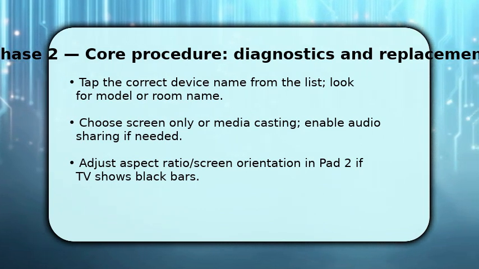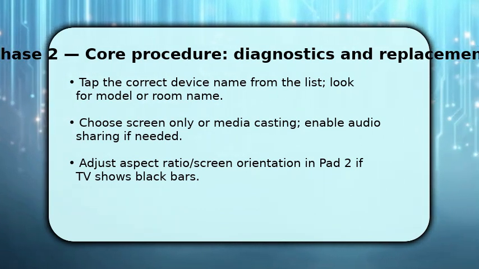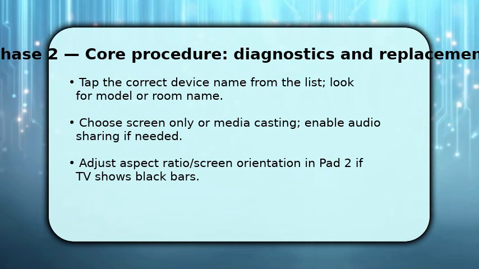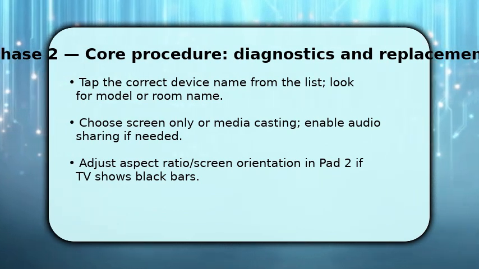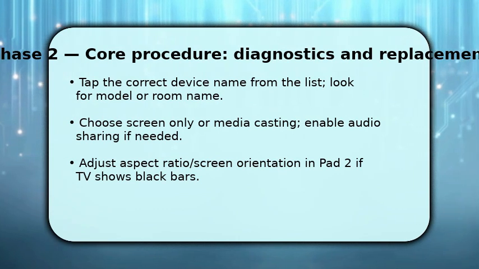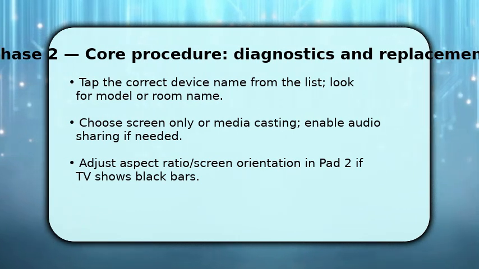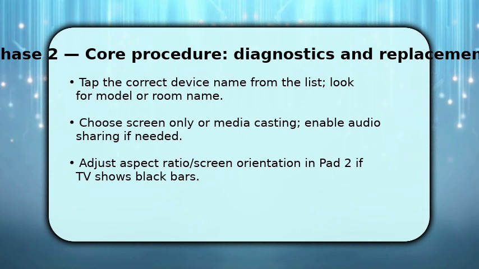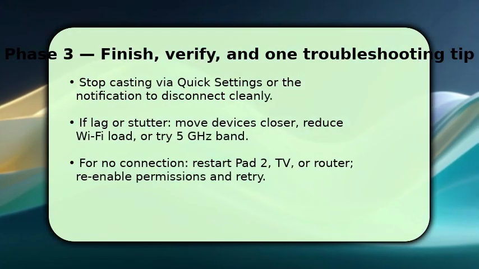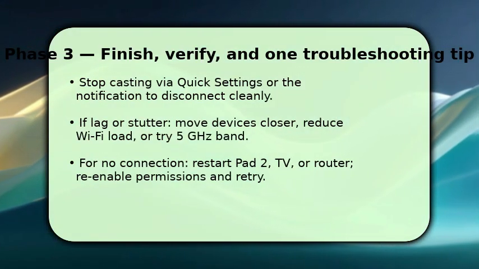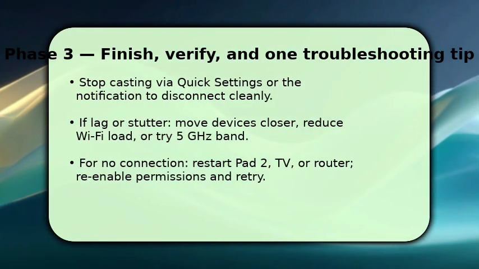If audio doesn't follow, enable audio sharing in the casting options. If the image has black bars or wrong orientation, rotate the Pad 2 and check display scaling in settings to match the TV's aspect ratio. To finish, stop casting from quick settings or the persistent cast notification so connections end cleanly.